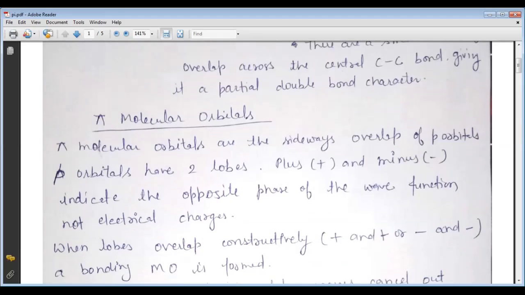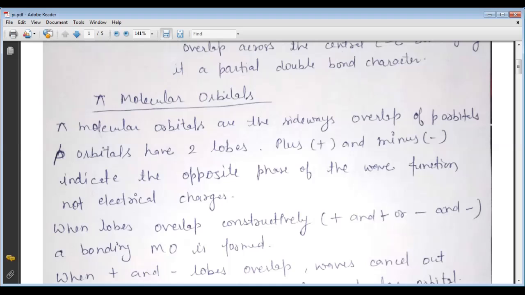The p orbitals have two lobes, one plus and one minus. The plus or minus indicates the opposite phase of the wave function, not the electrical charge. We know about the wave function. A wave moves once up and once down. When the upper side wave and the lower side wave meet at a point, that point is called the node. The probability of finding electrons at the node is 0. It means there are no electrons near the node.